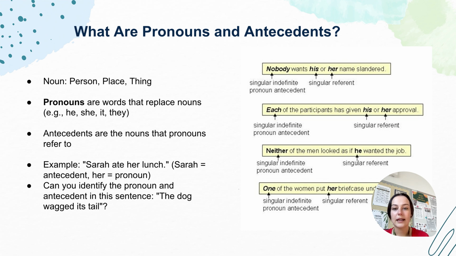So go ahead. Can you try and identify the pronoun and antecedent in this sentence? The dog wagged its tail. Go ahead, identify what the pronoun is. Go ahead and identify what the antecedent or noun in this sentence is.